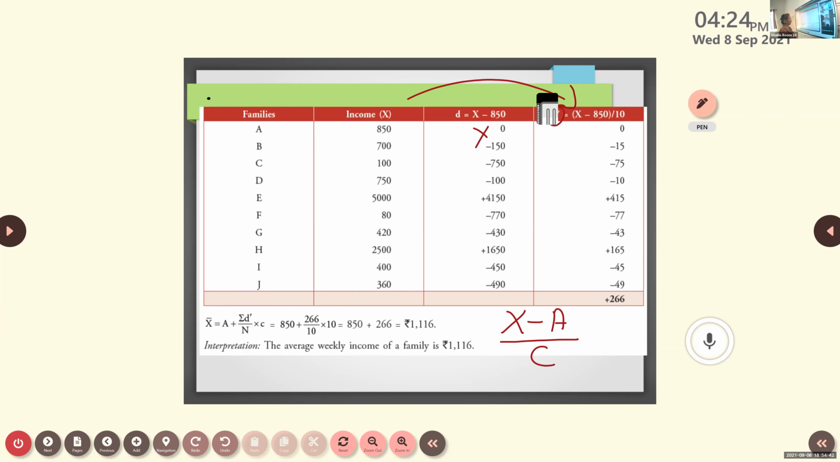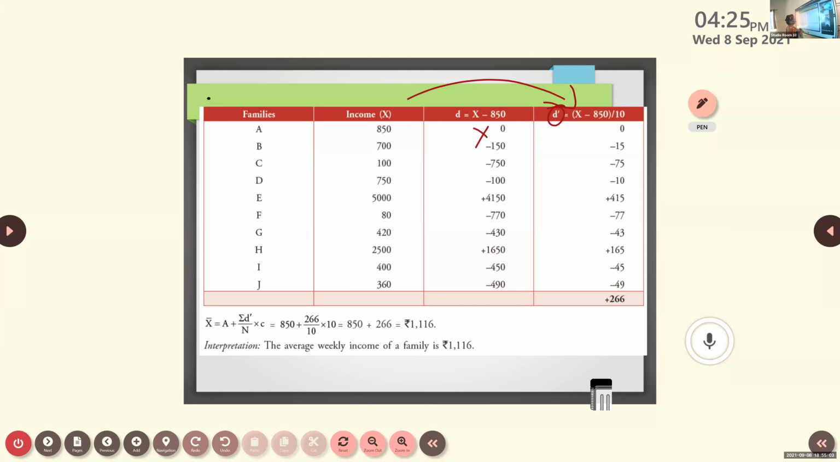Then after finding D dash, what do you have to do? After finding D dash for everything, we should total all the D dash. Yes, we should total all the D dash. Ma'am, then we should take the total and then divide it by N. That is the total number of D dash.